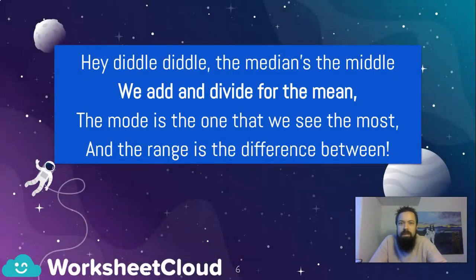All right, so just a reminder of our poem, and I've made bold the one that we're going to do today. Let's just go through it a couple of times so that it's stuck in your head for another day. Hey diddle diddle, the median's the middle, we add and divide for the mean. The mode is the one that we see the most, and the range is the difference between. And that is all the singing I'm going to do today. You can keep singing it in your head.